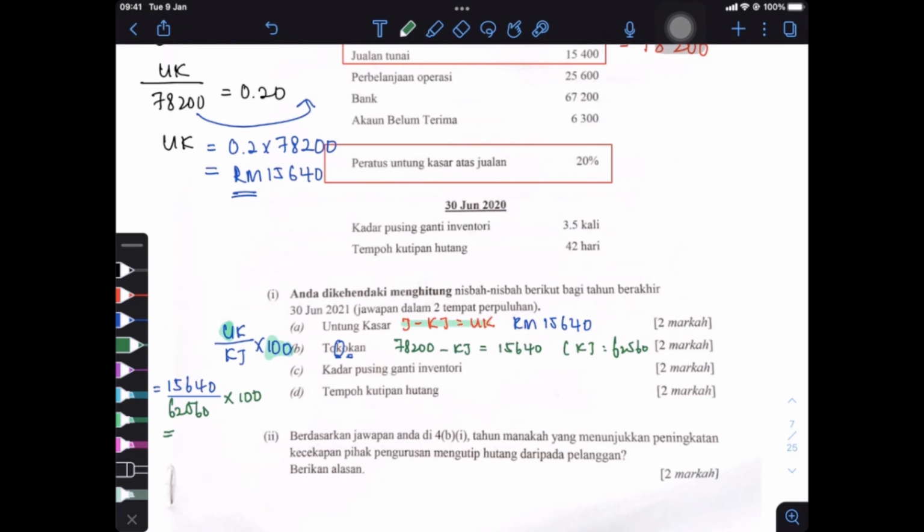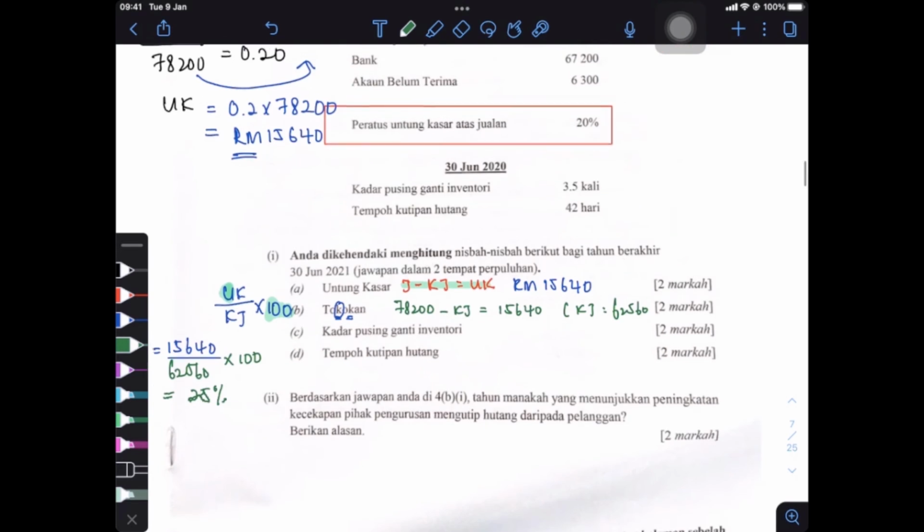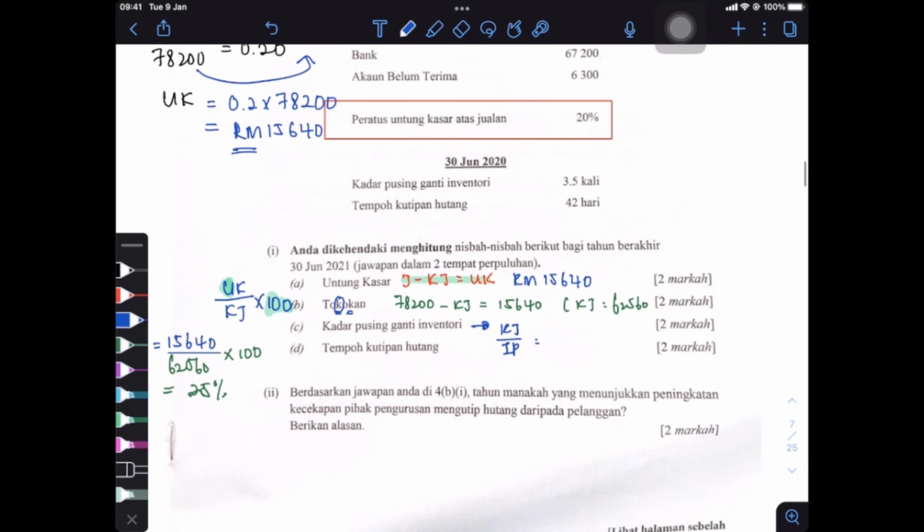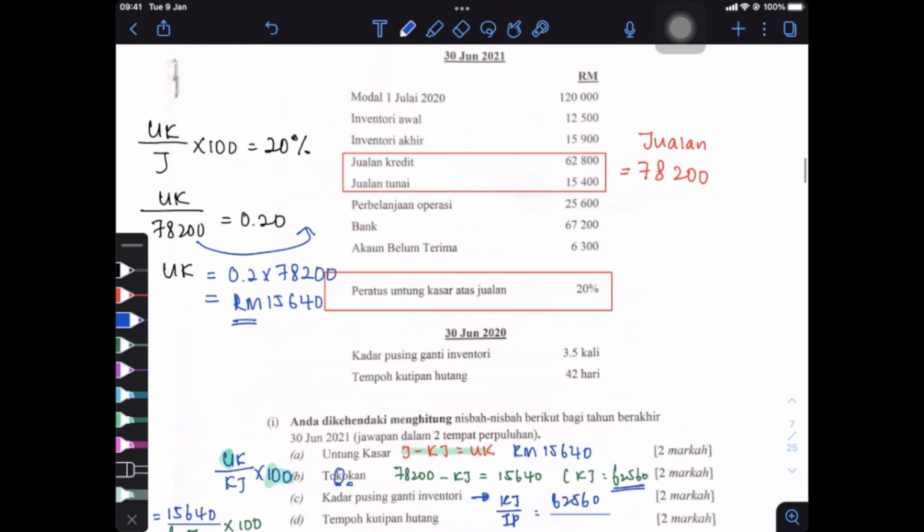Okay, 25%. Seriously? Then what do you do when you're doing revision? Nothing to do already. Cost jalan over inventory purata. Good for you, Jason. Okay. Yeah, good for me as well.